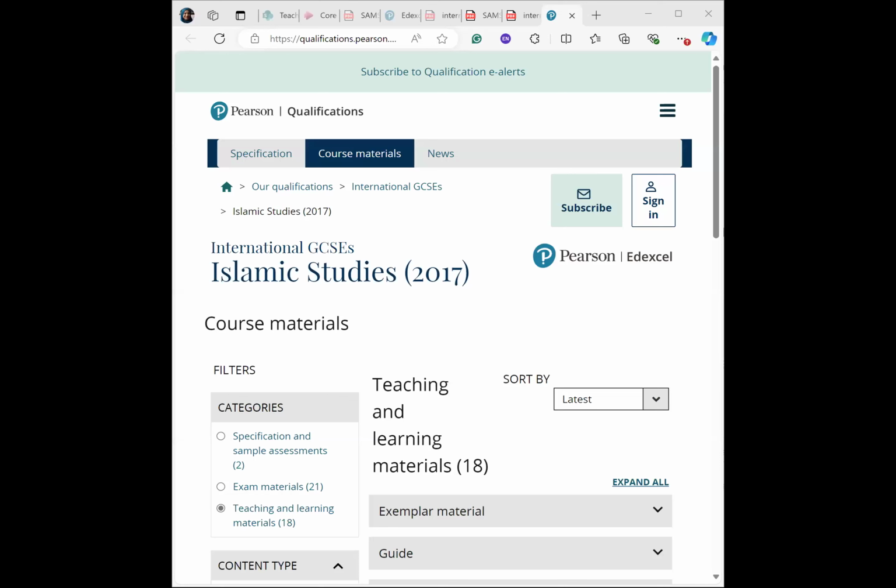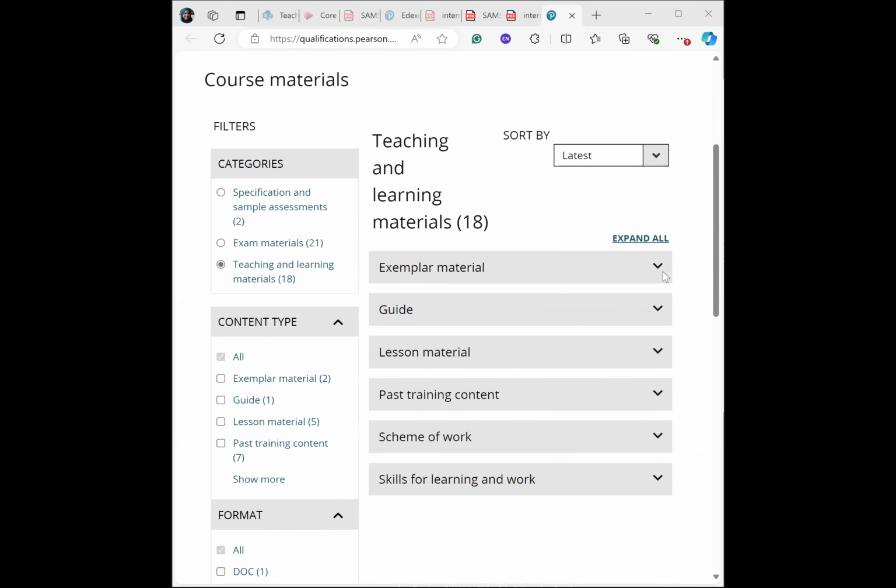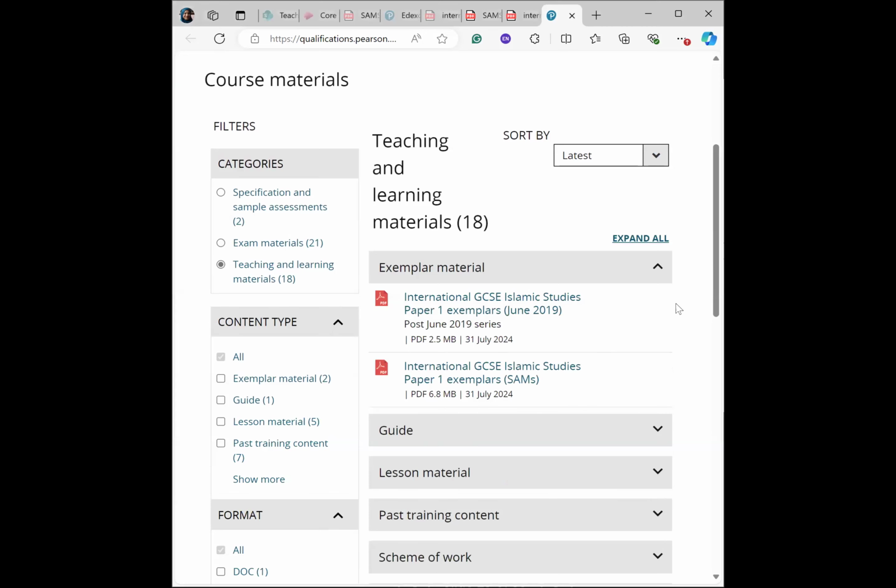I'll put the link onto the chat in a minute, so that you can use it later on in your own time as well. So 2017, as you see, the specification actually changed and new material was given out as well. So if you open up each of the tabs, you will find there's a lot that can support you in teaching. So the first one is exemplars.